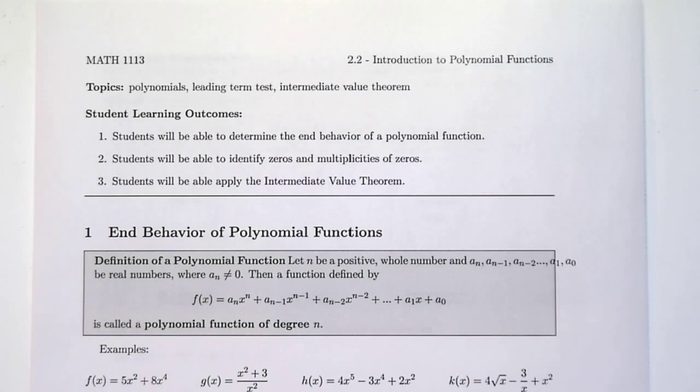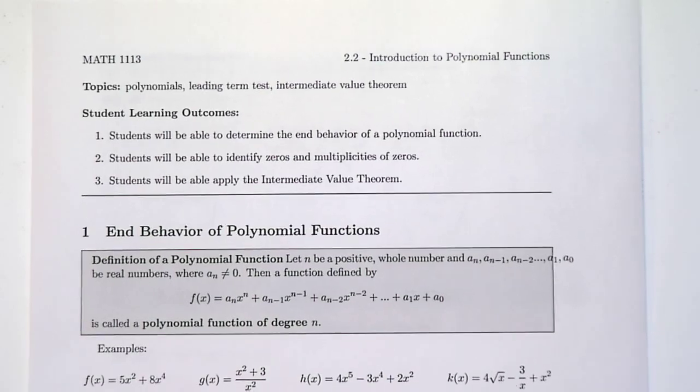All right, so in this section, we're moving on from trig. We're actually going back to polynomials, which we've seen before. We're just going to go through and talk about them more in depth and get a good definition for them. So in this section, you're going to be able to determine the end behavior, so what the graph looks like on the ends of a polynomial. You'll be able to identify zeros and multiplicities of zeros, and you'll be able to apply the intermediate value theorem.